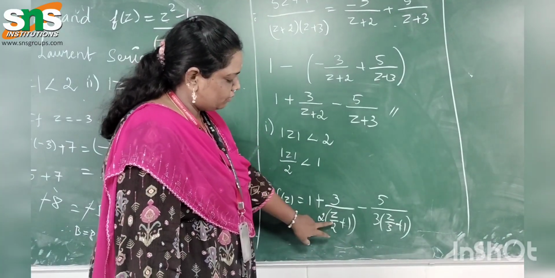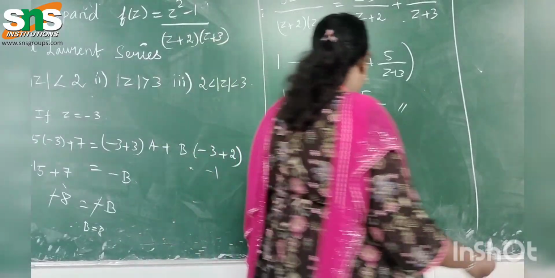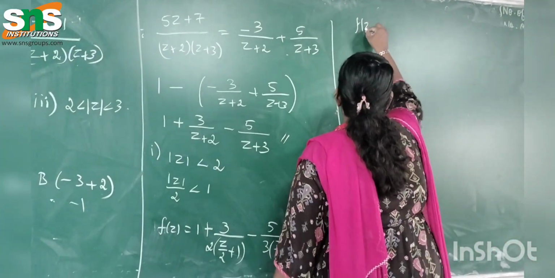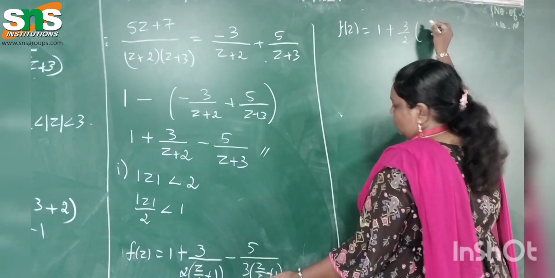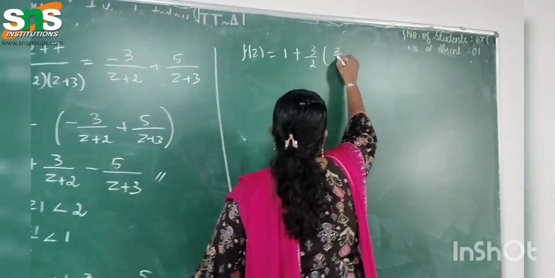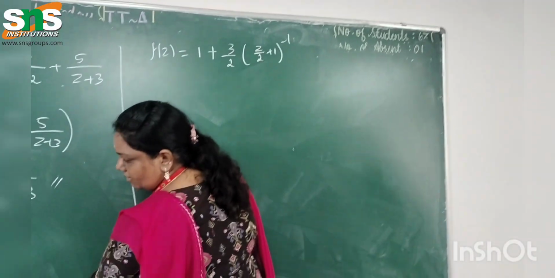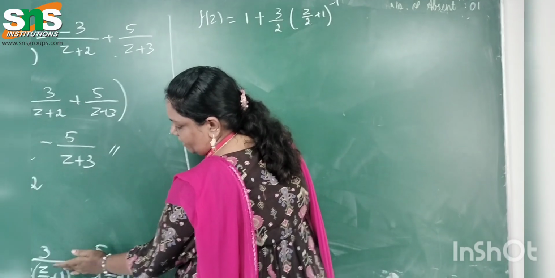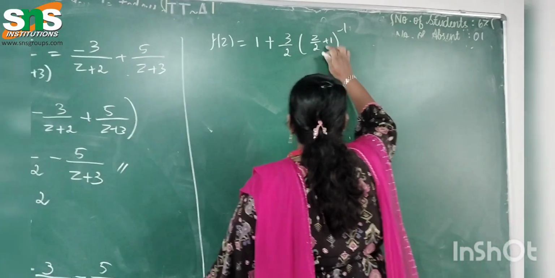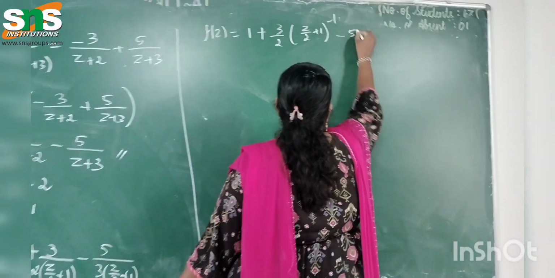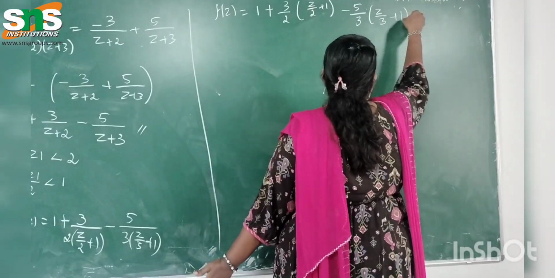Now we are going to take this z by 2 plus 1 term in the numerator. So we will get f of z equal to 1 plus 3 by 2 into z by 2 plus 1 power minus 1. So this term is in the denominator. We are going to take this as numerator. So we will get z by 2 plus 1 power minus 1, and then minus 8 divided by 3 into z by 3 plus 1 power minus 1.